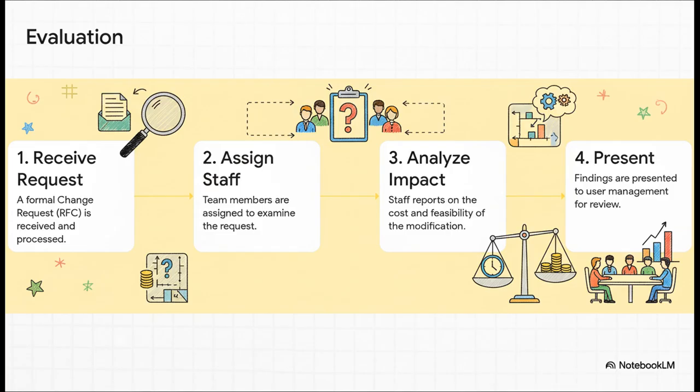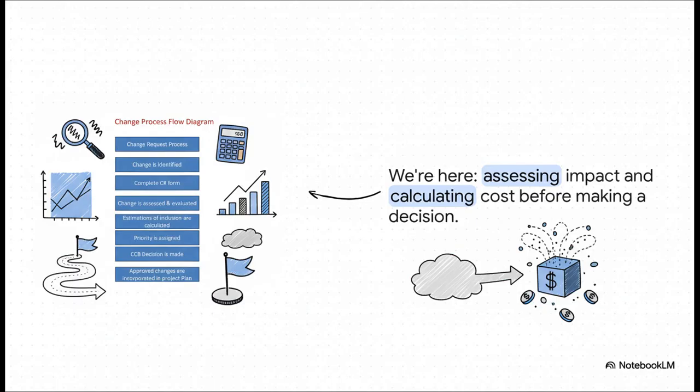Okay, once that CR is officially in the system, the real work begins. A team is assigned to dig in and ask the tough questions, like, can we actually do this? What's it going to cost in time, in money, in people? They're not building anything yet. They're just figuring out how big this challenge really is. So if we look back at our roadmap, you can see exactly where we are in the process. The change has been assessed and the costs have been estimated. This is such a critical point because now we have actual data. We've gone from just a vague idea to a concrete proposal with a price tag on it.